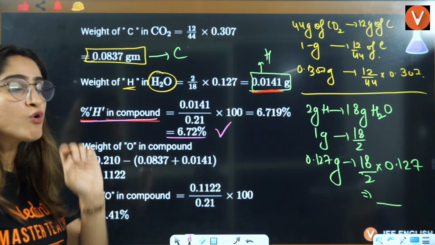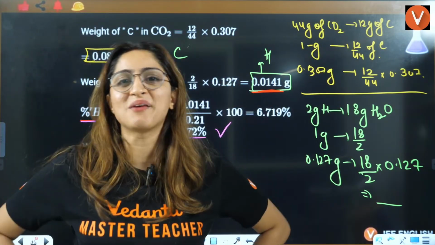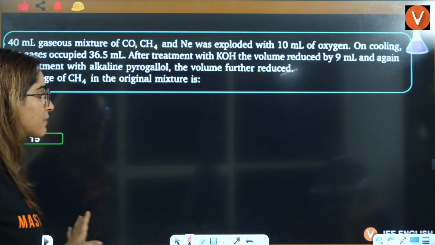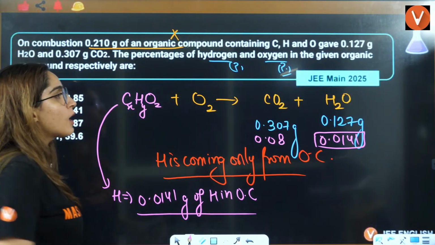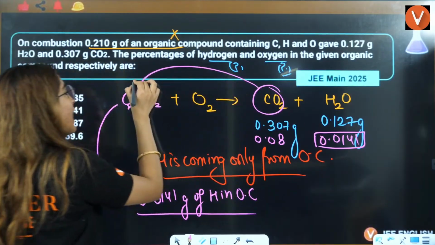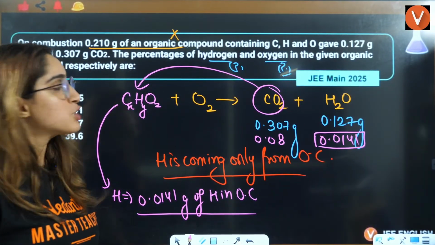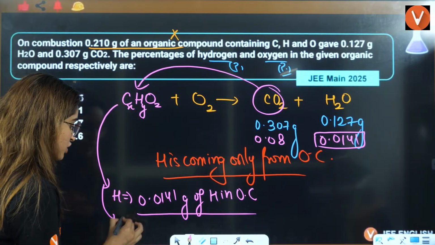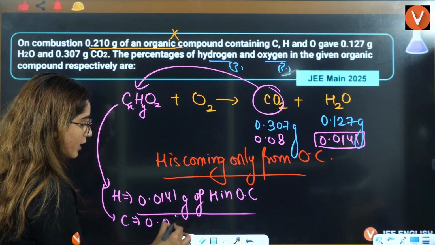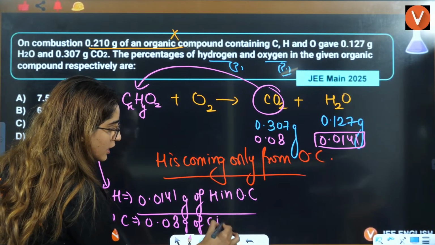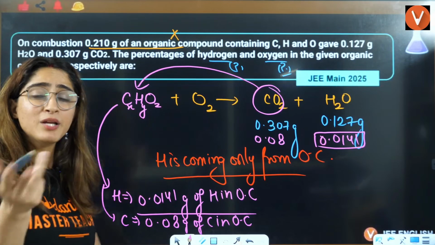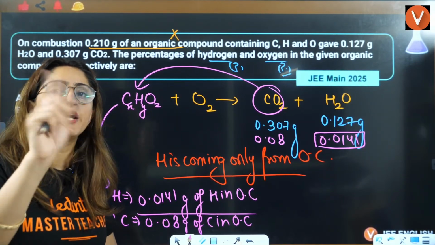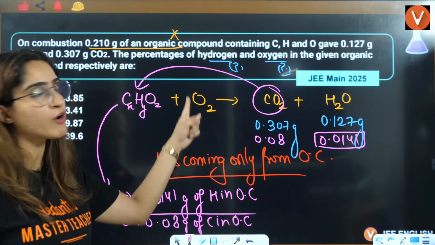Okay. Now carbon is also coming from the same side. If you see this carbon here, carbon is also coming only from this organic compound. So this organic compound has 0.08 gram of carbon, because carbon is also coming only from this organic compound. I am not calculating oxygen because oxygen is also coming from outside.